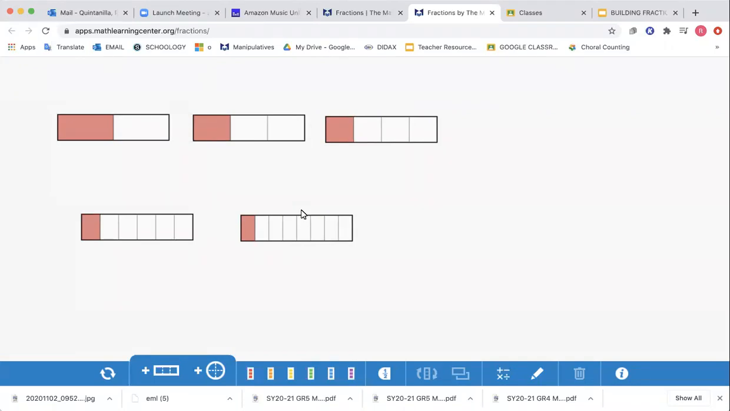And we want them to establish this, and we're going to call them unit fractions. Unit fractions are very important because we want to make sure that students understand they are the building blocks to all other fractions. All fractions are made up of unit fractions. So 3/4 is made up of 3 1/4 pieces.